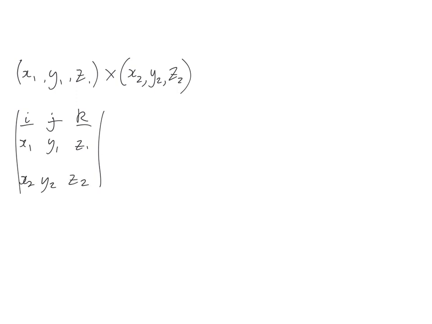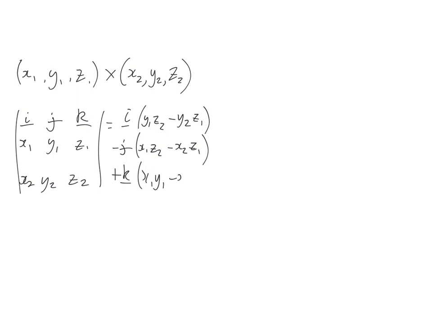And to work out the determinant of a 3 by 3 matrix, you work out the determinants of the little 2 by 2 matrices. So it's something like i times y1 z2 minus y2 z1. Then you have to remember that something about matrix of cofactors, so that it's minus j times x1 z2 minus x2 z1, and then it's back to plus again, plus k times x1 y2 minus x2 y1, like that.